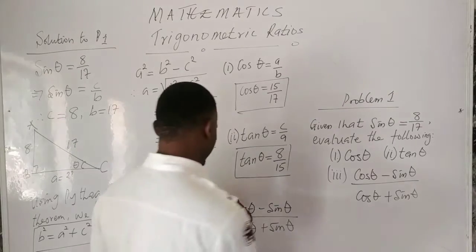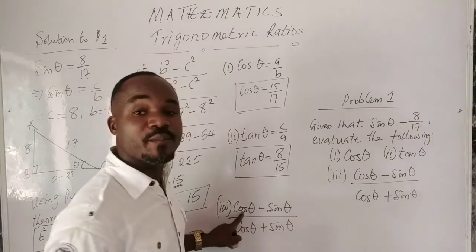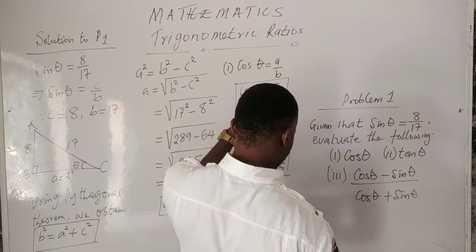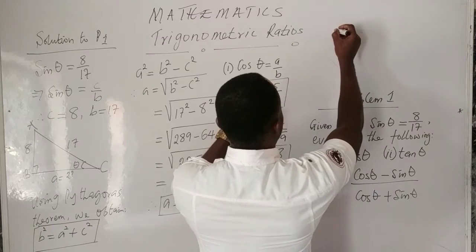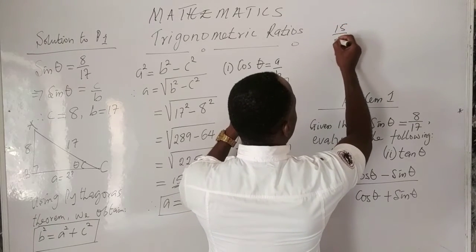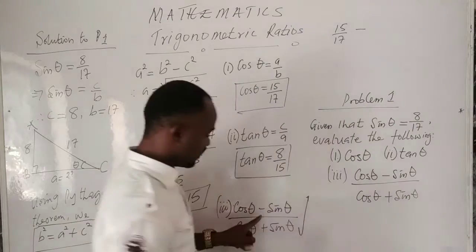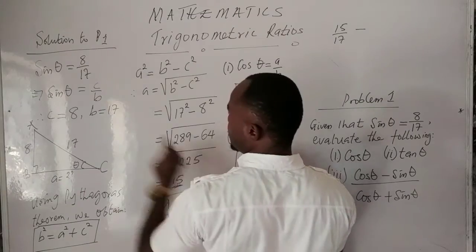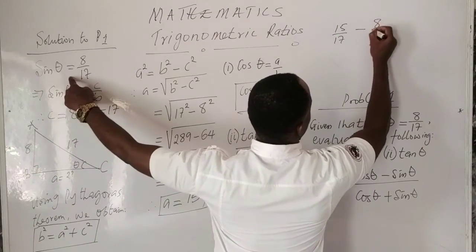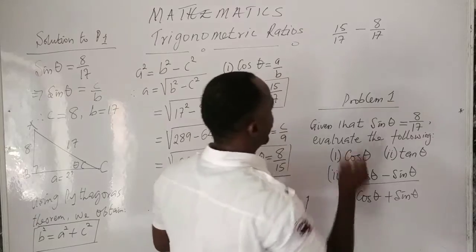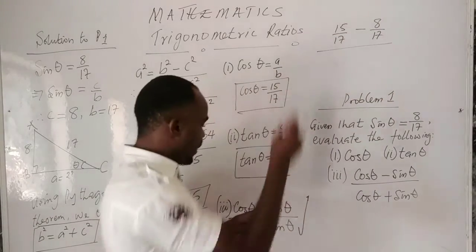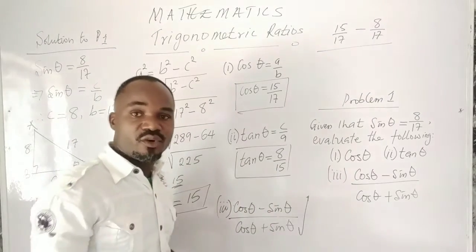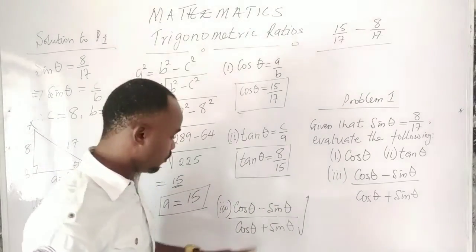So we'll move on. Cos theta is giving us 15 all over 17 minus, because there is minus there. Then sin theta is giving us what? Sin theta is giving us 8 all over 17. That's the numerator. We are done with the numerator. The next thing we're going to consider is the denominator.